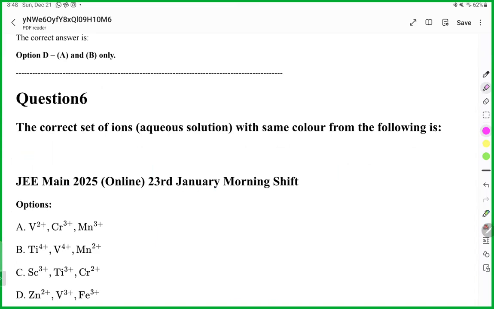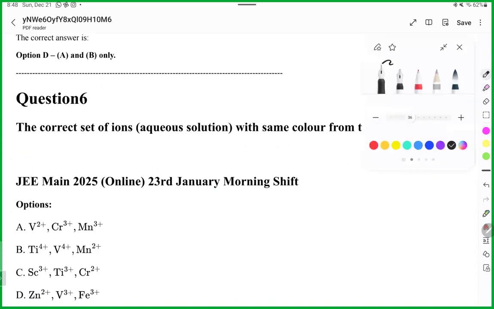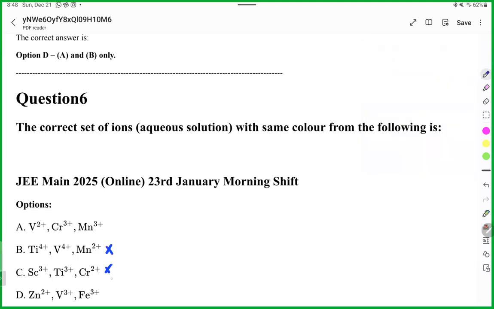Now you can see that these three will be colorless. How do I know? Zinc is fulfilled, scandium is zero, titanium is zero. Yes or no, guys? Yes, sir. Here it will be 3d0, 3d0, 3d10. See, same question. You don't care about which color, just whether it is colored or colorless. Understood? Straightforward question.